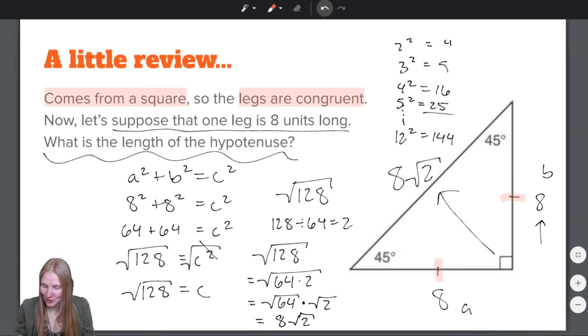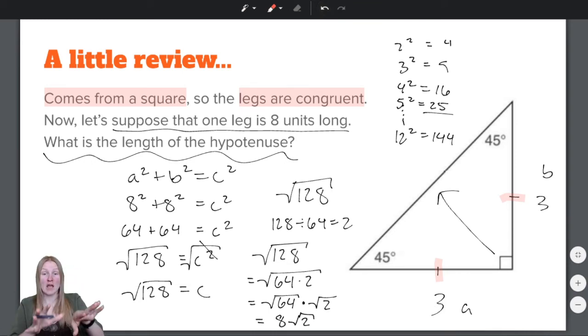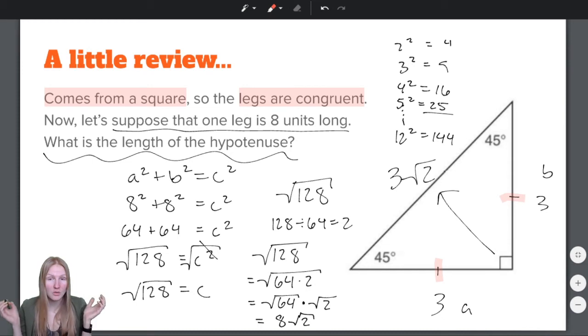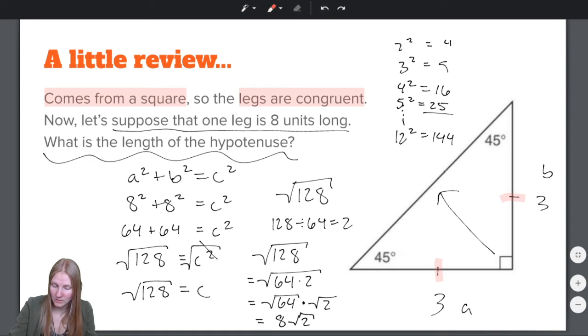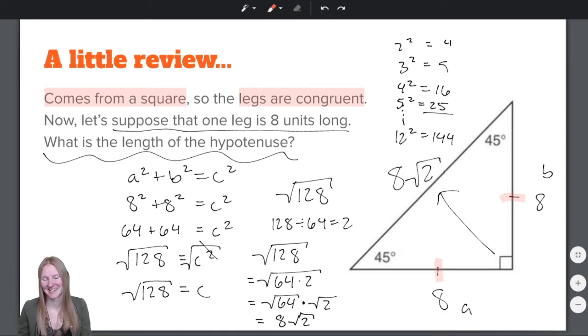And if you wanted to test and see for yourself, try a different side length. Try, instead of 8, use 3. And try it for yourself. Pause the video right now. Try it for yourself and see, do we get 3 times the square root of 2? Is that a relationship that works? See what happens.